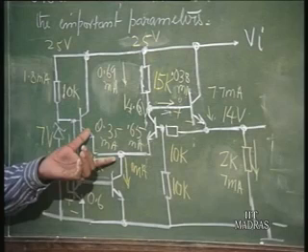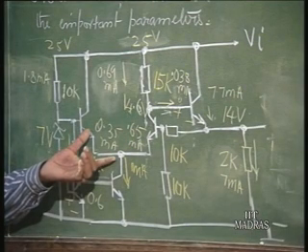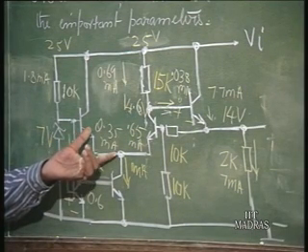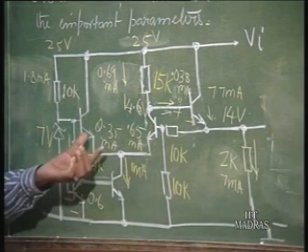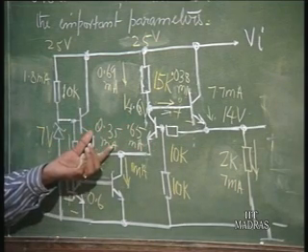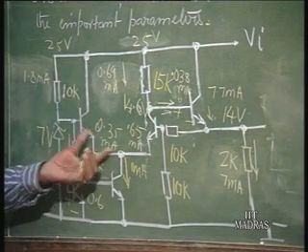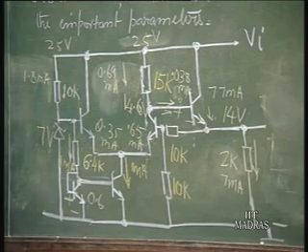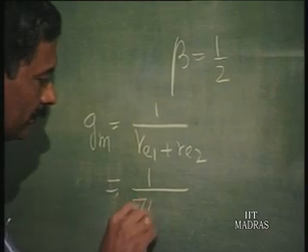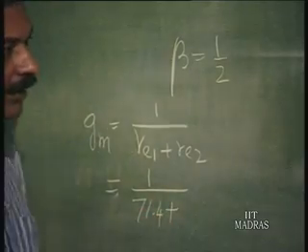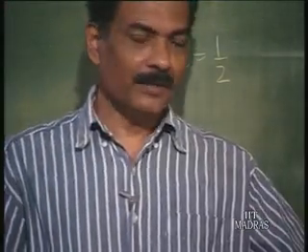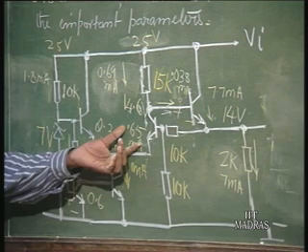So RE is VT divided by IE. IE1 is 0.35, IE2 is 0.65. So 25 by 0.35, how much is it? 25 by 0.35 is 71.4, plus 25 by 0.65.